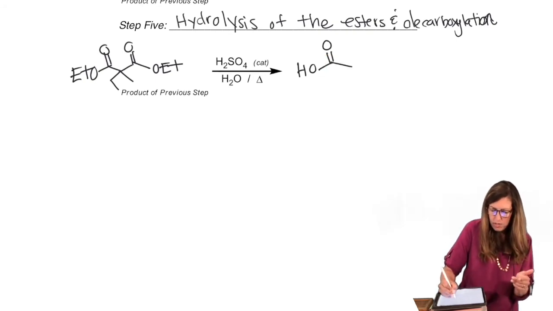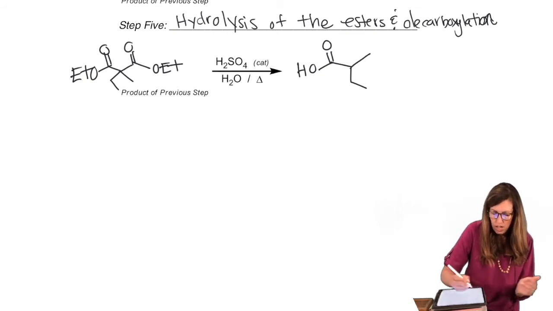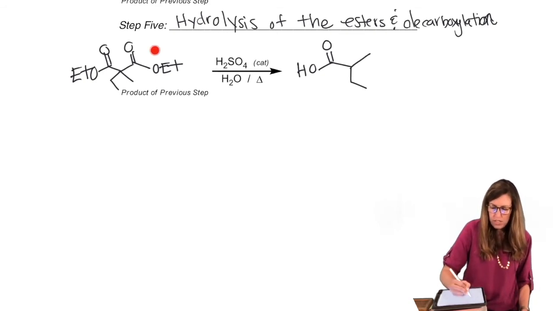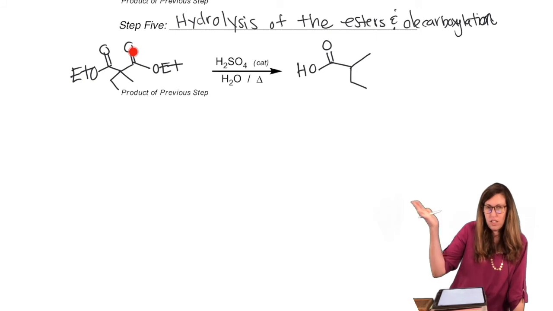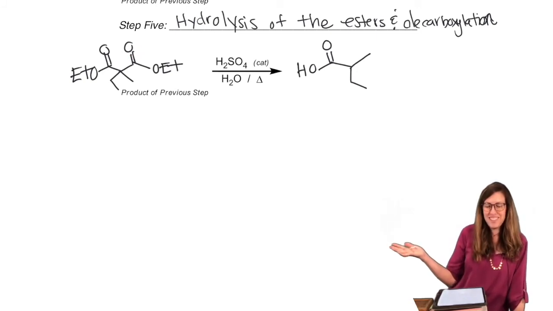We have our ethyl and our methyl still there, but we lost all of this. It's gone. That's how it ultimately became our CO2. How did that happen, right?